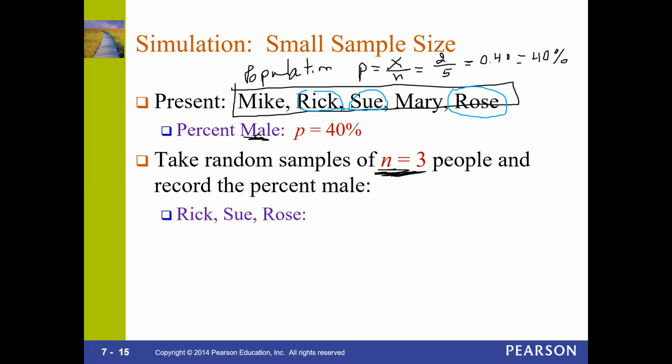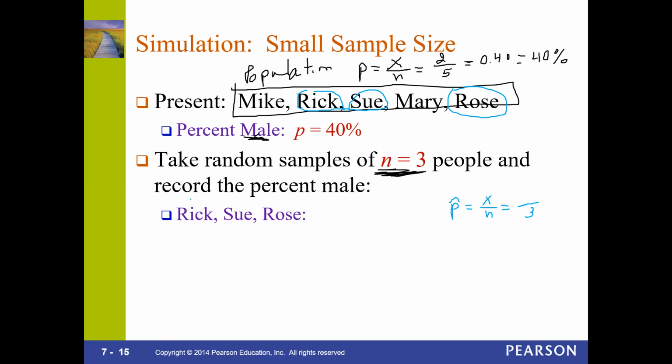Okay, this is a sample. Where's my cursor again? So I can generate a p hat here. I can say p hat is equal to X over N. Note, in that case, the sample size here is 3.